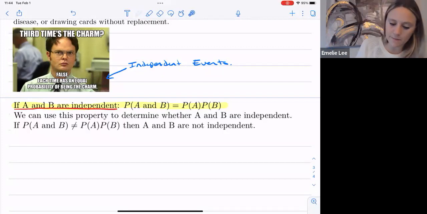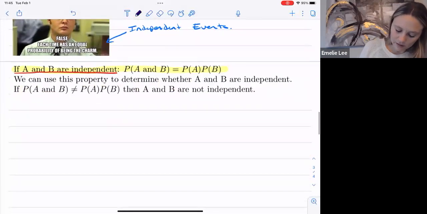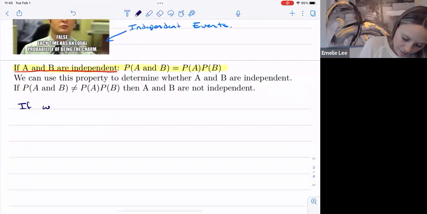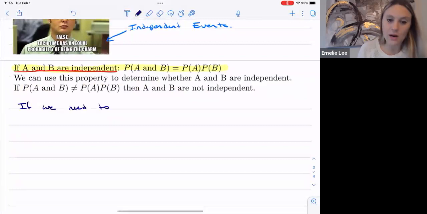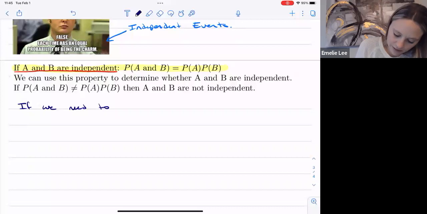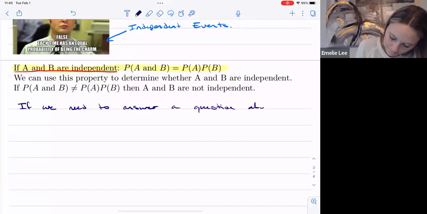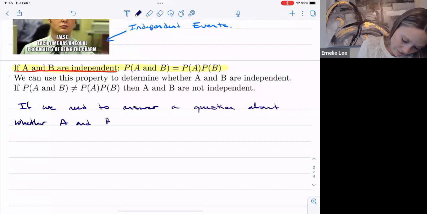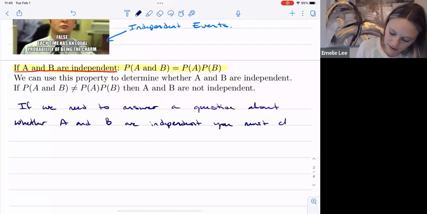And so if we need to answer a question about whether A and B are independent, you must check it mathematically.